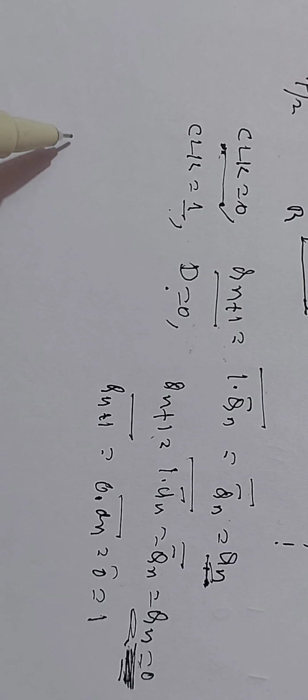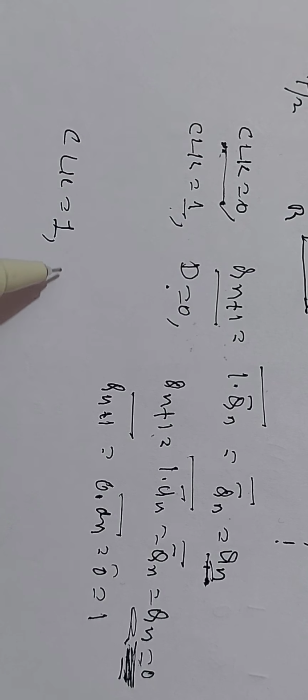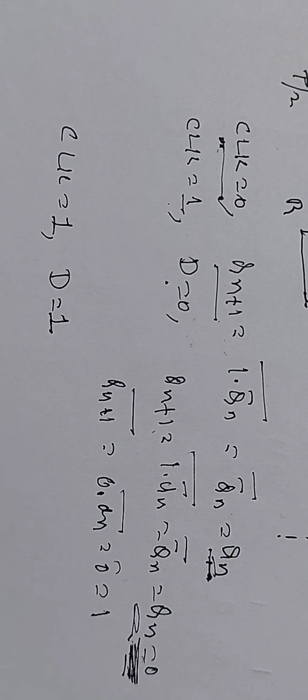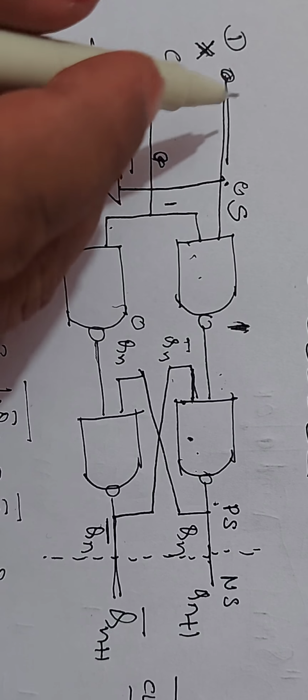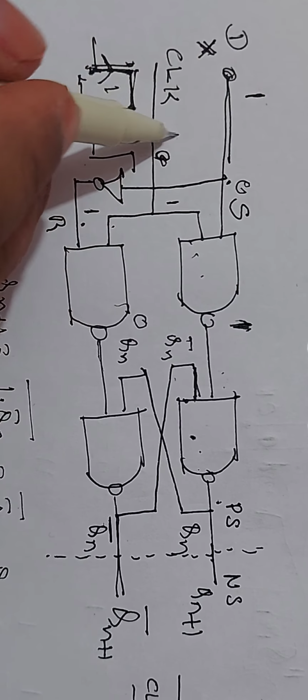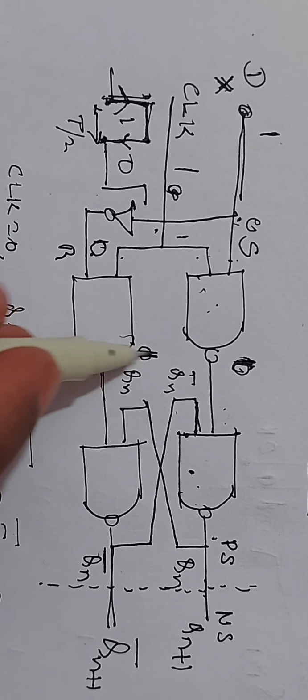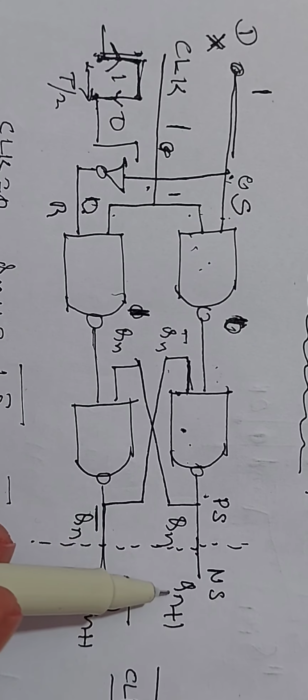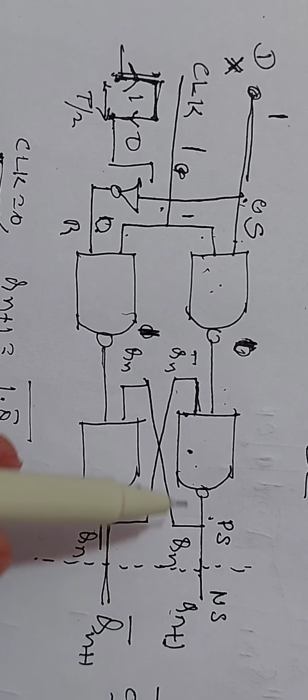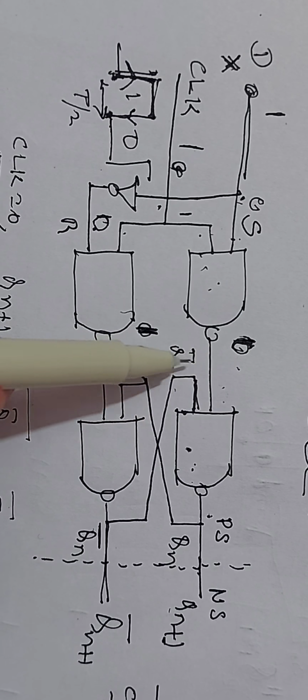Now let us consider another case when the clock pulse is equal to 1 and the data input is 1. That is, D input is 1, clock pulse is also 1. When this is input 1, this is the complementary, therefore this goes to 0. Now 1 into 1, 1. The inputs of this NAND gate are 1 and 1. 1 into 1, 1. Complementary is 0. Here one of the input is 0, therefore complementary is 1. Now what is Qn plus 1? Qn plus 1 is NAND function of two inputs 0 and Qn bar.